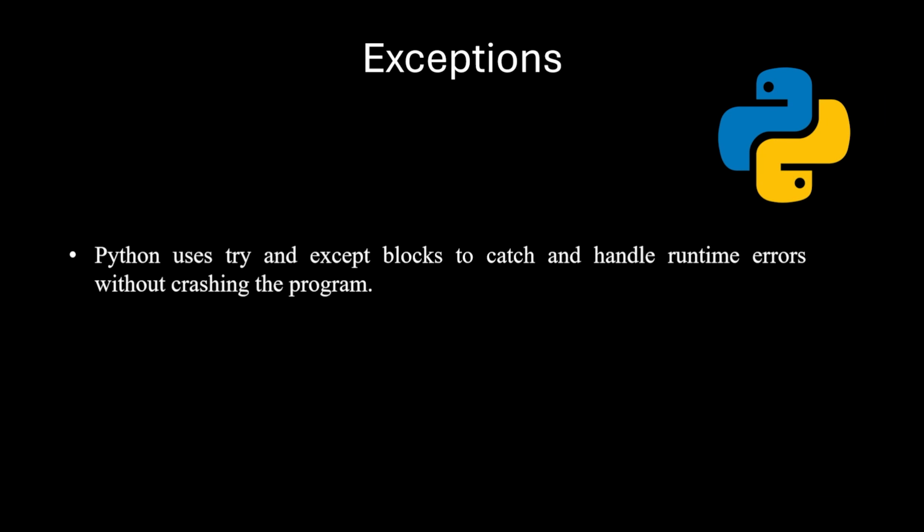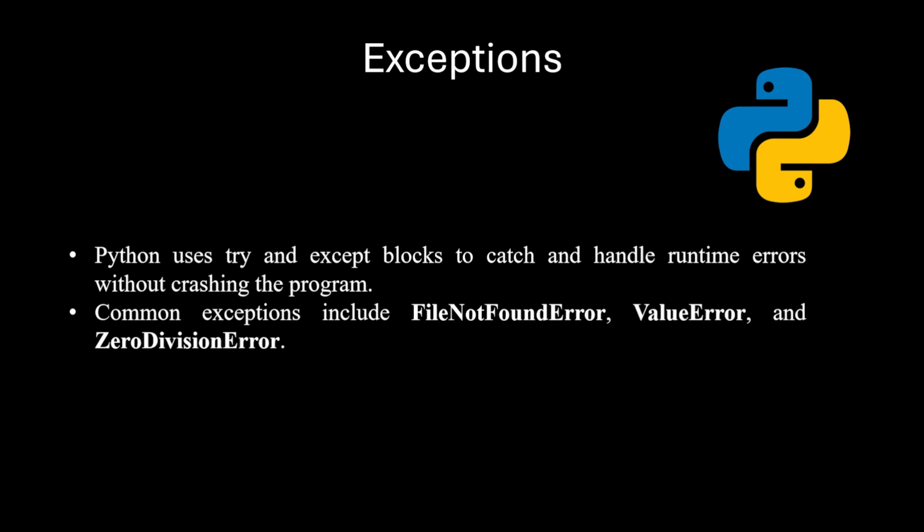Python uses try and except blocks to catch and handle runtime errors without crashing the program, so the whole script doesn't crash unexpectedly. For example, if you try to open a file that doesn't exist or convert invalid input to a number, Python would normally raise an error. There are various types of errors, and common exceptions include FileNotFoundError, ValueError, or ZeroDivisionError. By handling these exceptions and more, we can control how our program responds.